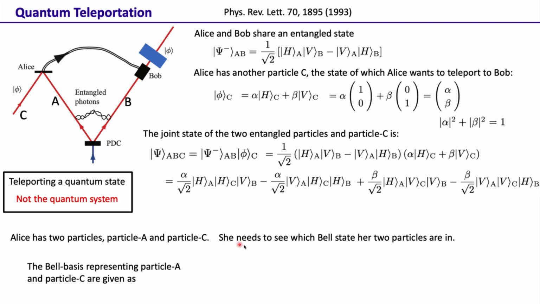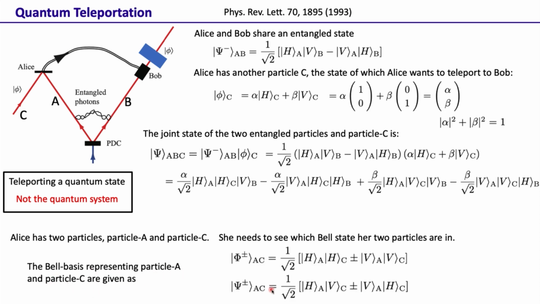Before we see how Alice makes that measurement, let's look at the Bell basis representing particle A and particle C, which we can write as phi plus minus AC, psi plus minus AC. This is the same as the Bell states we wrote earlier for particles AB. So phi plus minus is HH plus minus VV, psi plus minus is HV plus minus VH. So these are the four polarization Bell states corresponding to particles A and C. Okay, so that's the joint state that we can have in principle.